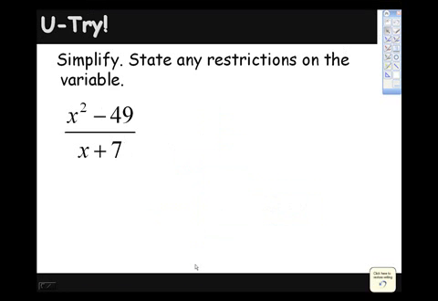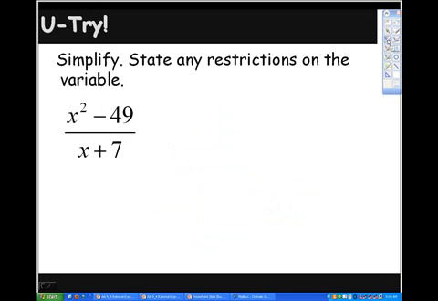Here's another one for you to try. Okay, let's see. I would factor the numerator. I've got a difference of squares, so that's going to be an x plus 7 and an x minus 7. The denominator is still x plus 7. The x plus 7s will reduce out and leaves only the x minus 7.